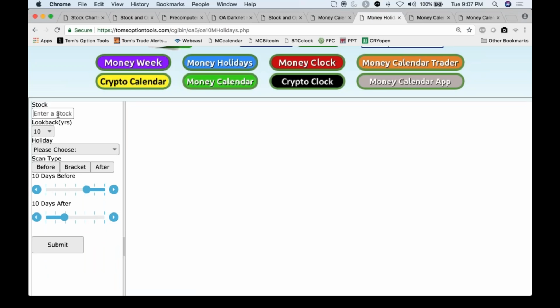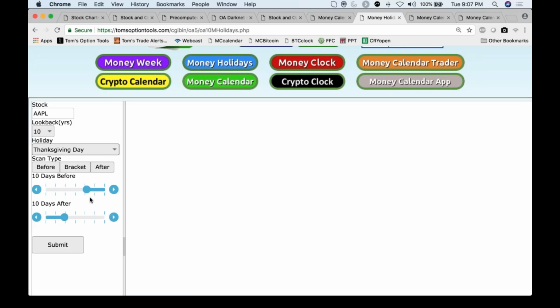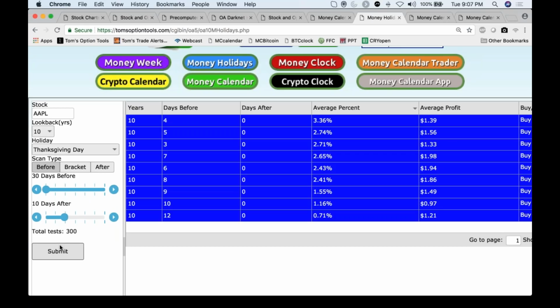Now, I can enter anything in here. Maybe it's Apple, AAPL. And maybe I want to look at the last 10 years of Apple, and I want to see, what does Apple do? Let's say the 30 days before Thanksgiving. So I'm going to bring this all the way out to 30 days before. I'm going to click on before. I'm going to click on submit. Now what's going to happen is this is going to take it out there. It's done already.